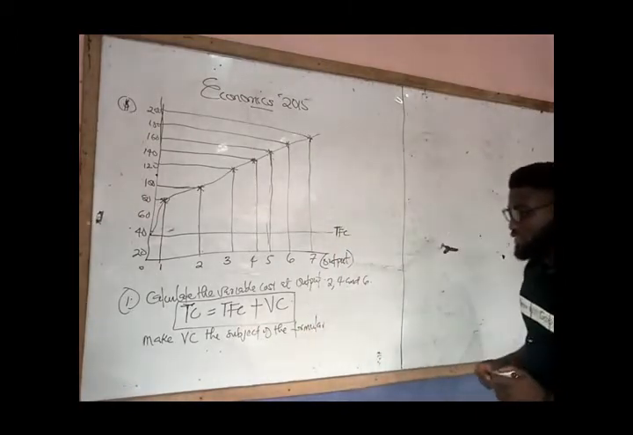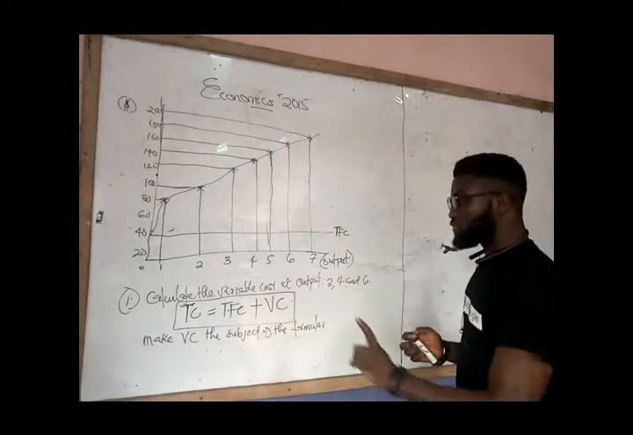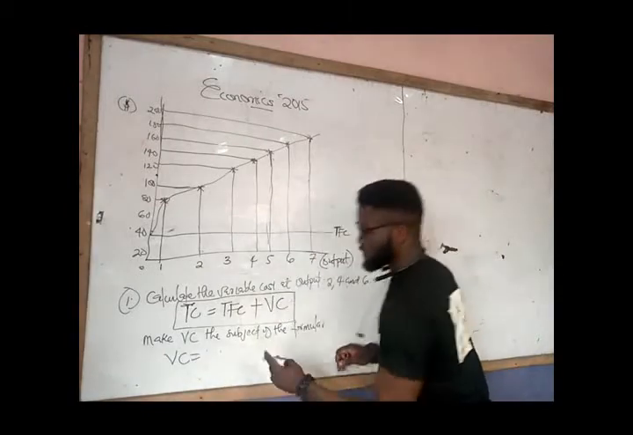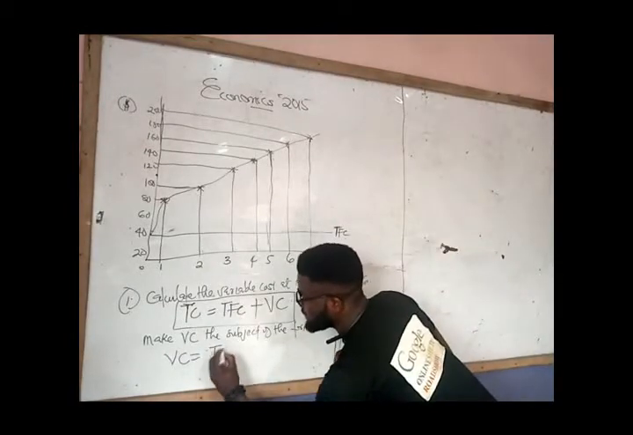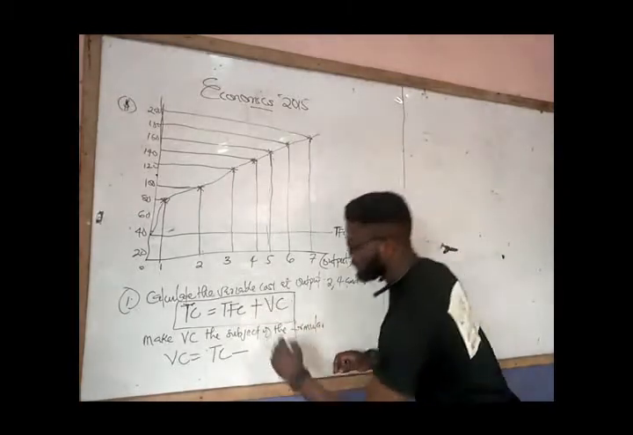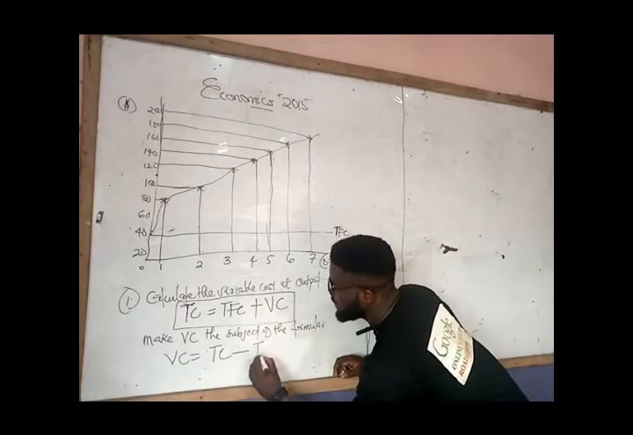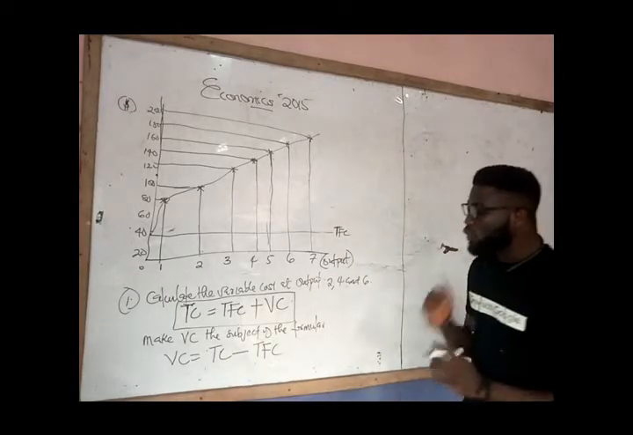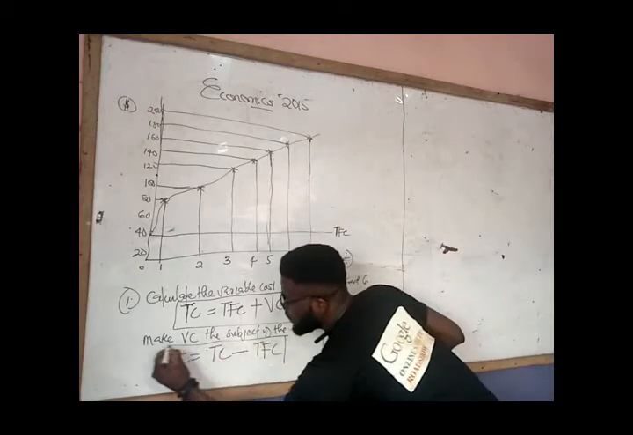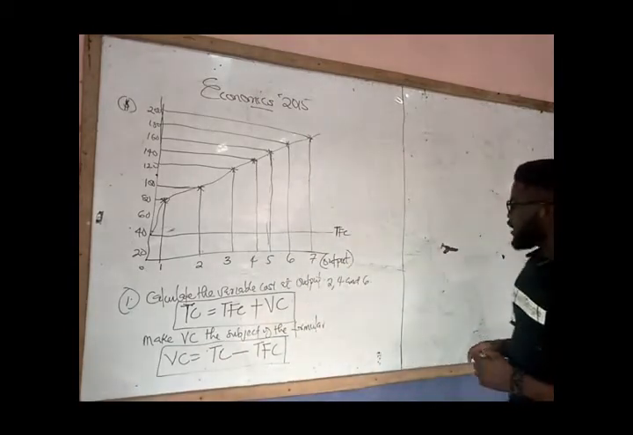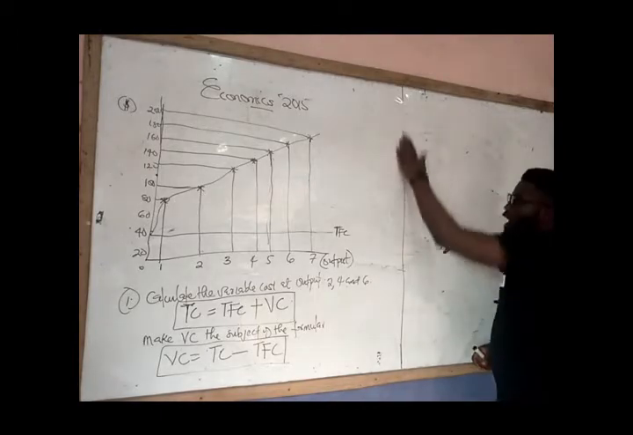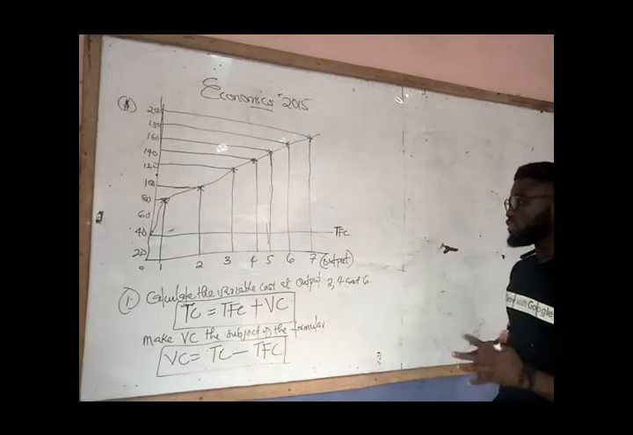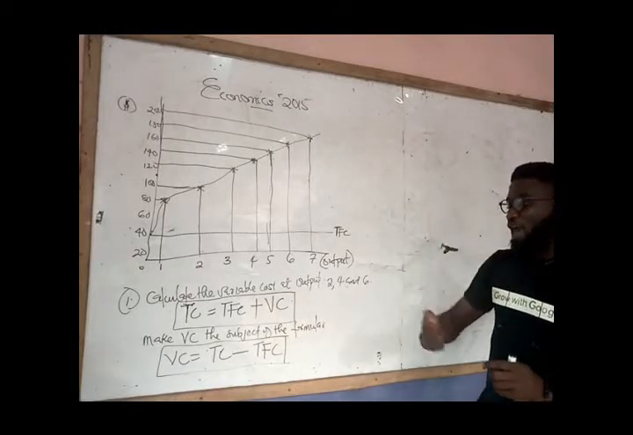Now, how do you make VC the subject of the formula? You are going to transfer VC to the other side where TC is. So you see, VC equals TC minus TFC. Don't forget that TFC simply means total fixed cost. So this is the formula we are going to be using to calculate our variable cost. So now the question states that calculate the variable cost at output 2, 4, and 6.